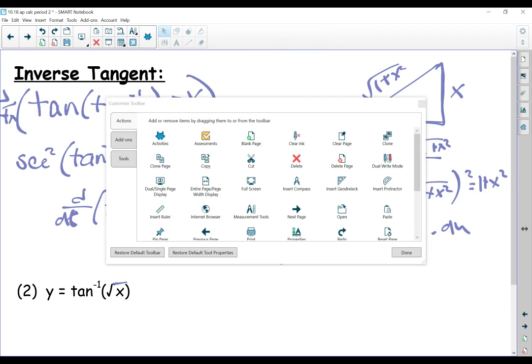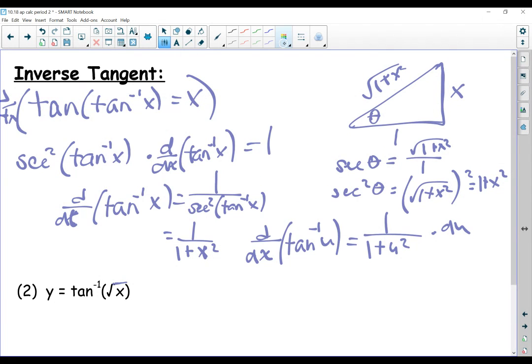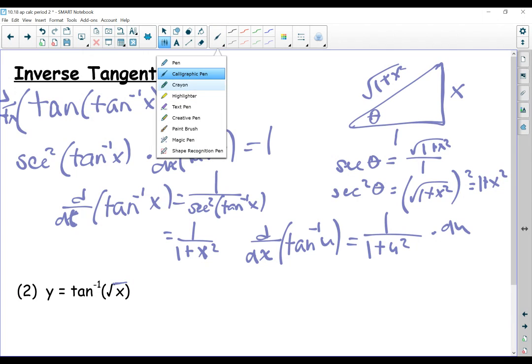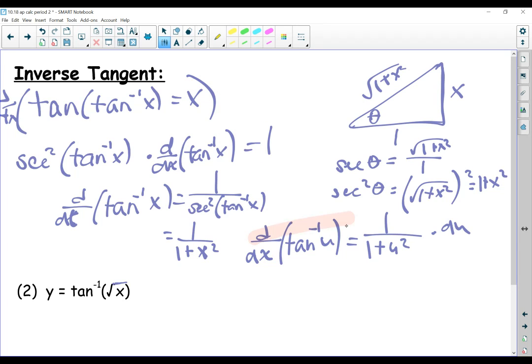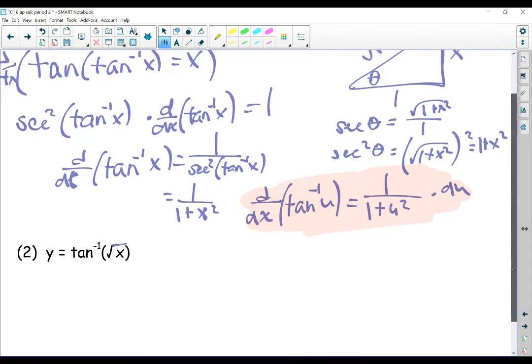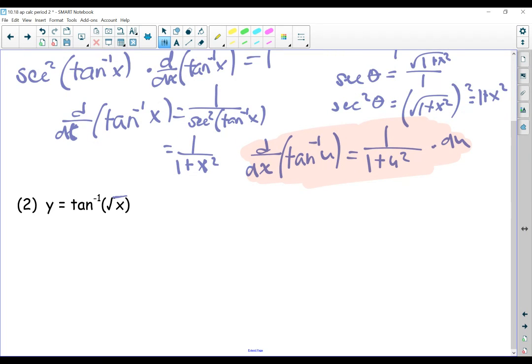And there is your derivative. I got things popping up on my screen. I'm really just trying to highlight this for us. There we go. We'll do just like a baby pink. And there is the inverse tangent derivative. So see if you can use this rule and try number 2.